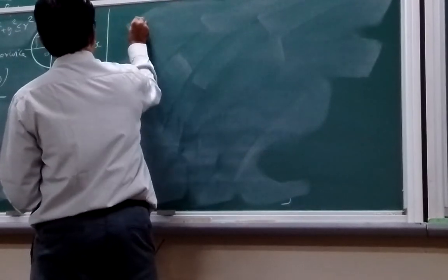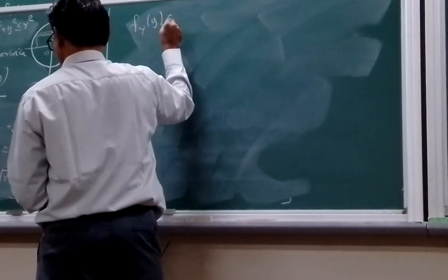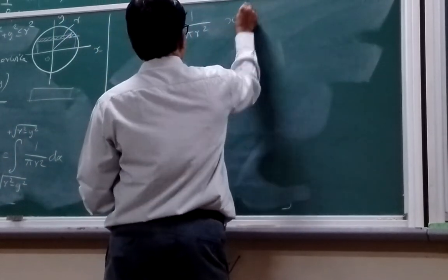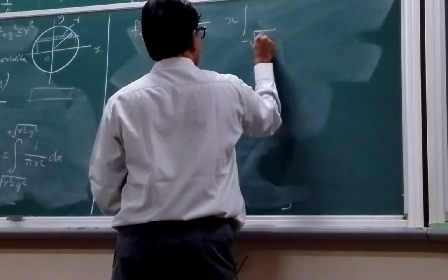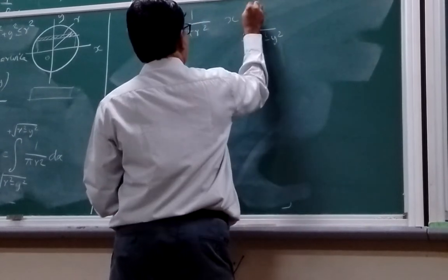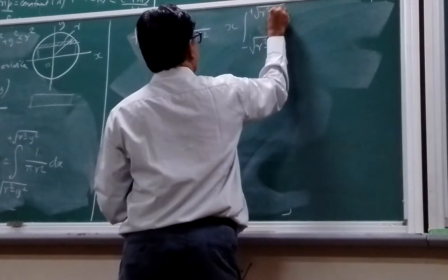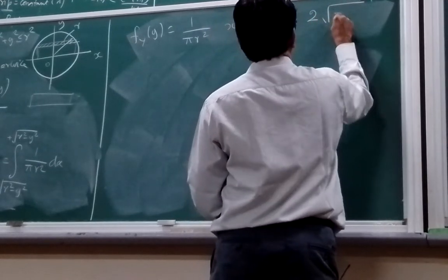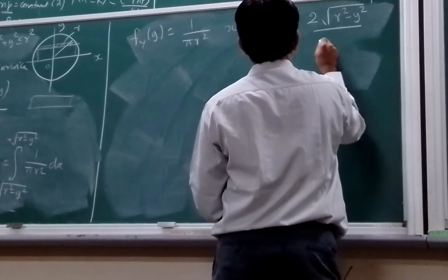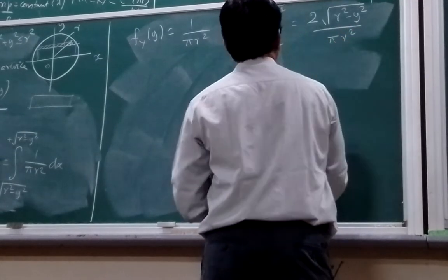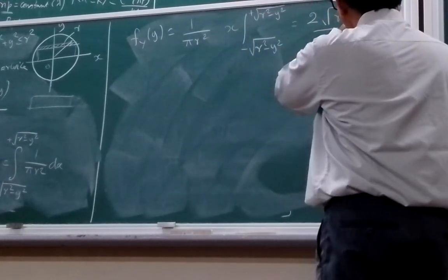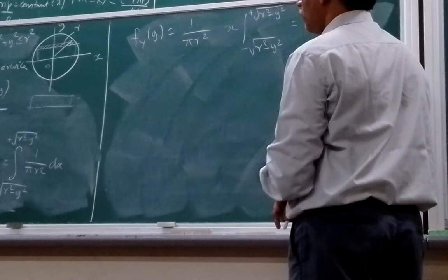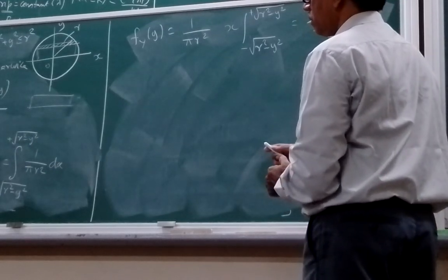So that is actually x, pi r squared. This is f_Y of y. Okay.